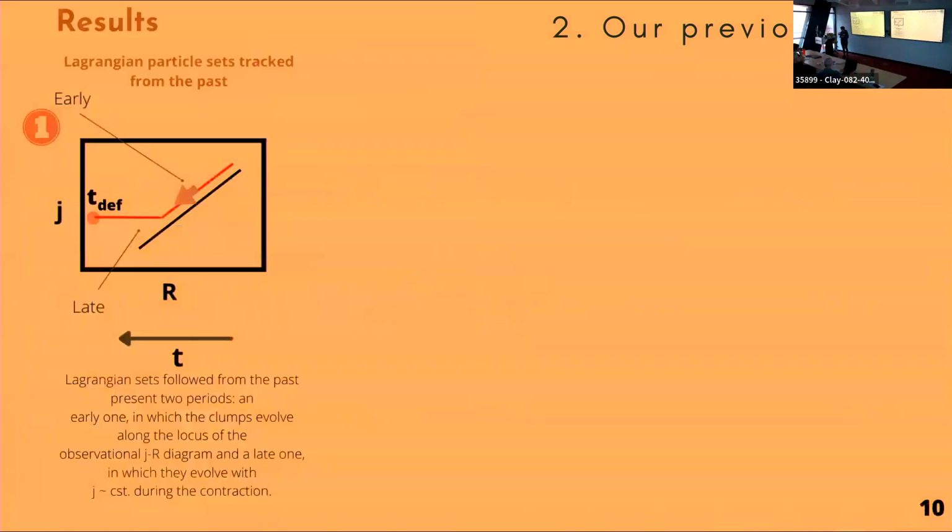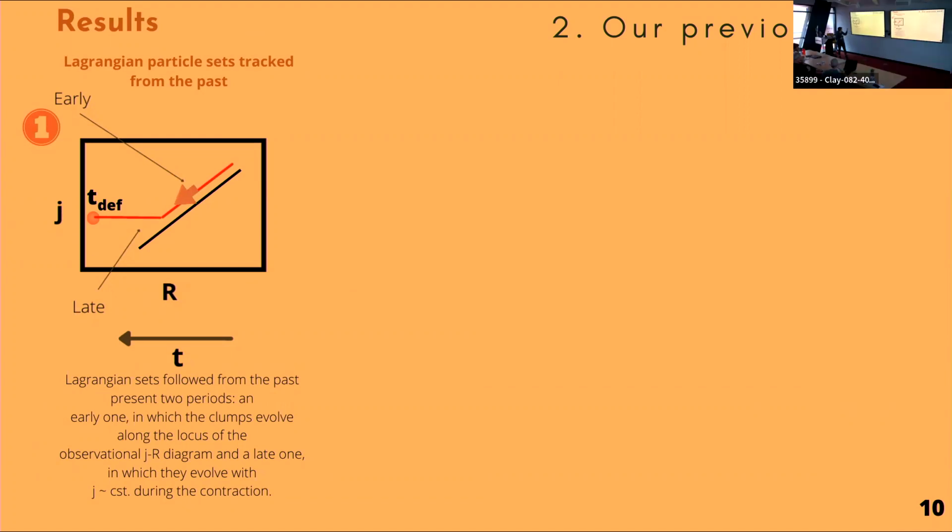And the results in tracking Lagrangian sets, always following the same set of particles: the evolution in the j-R plot is that we observe two periods of evolution, an early one with a slope very similar to that in the observations, here represented with the black line, and a late one with little j evolving more or less constant.